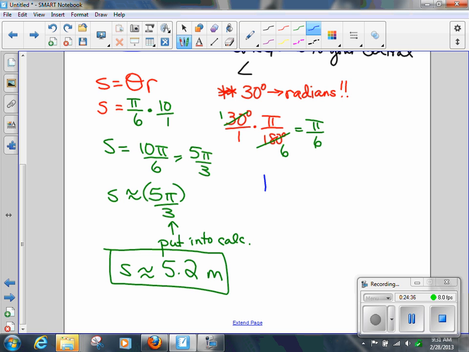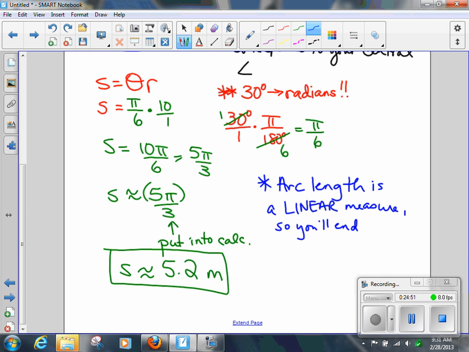Helpful hint. Arc length is a linear measure. So you'll end up with plain old inches or meters or kilometers, but you'll never have a pi in your answer, because they don't make those kinds of tape measures. I can't measure the crust of the pie like that.